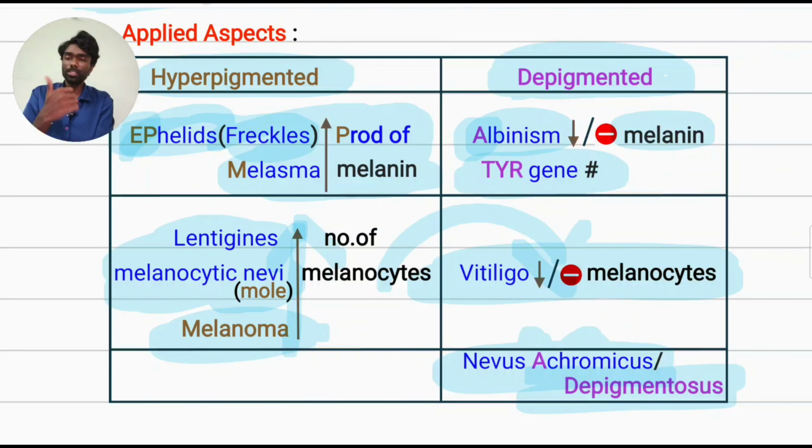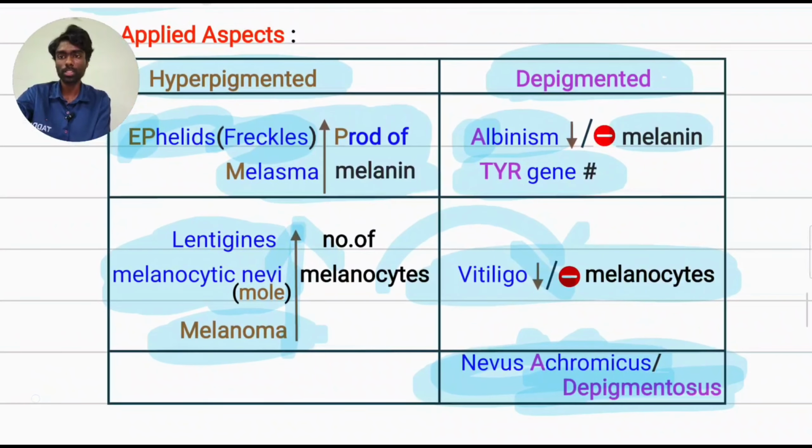Here melanocytes are normal. Melanosomes are normal. Pigment production is also absolutely normal, but melanosome is not getting transferred to adjacent keratinocytes, leading to a depigmented lesion. That is nothing but nevus depigmentosus. Clear?